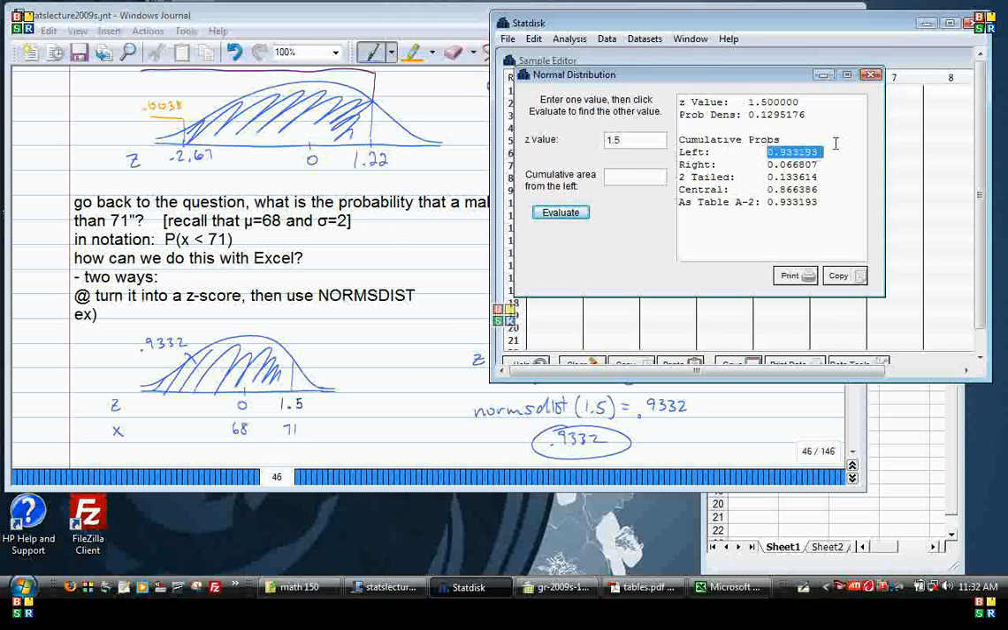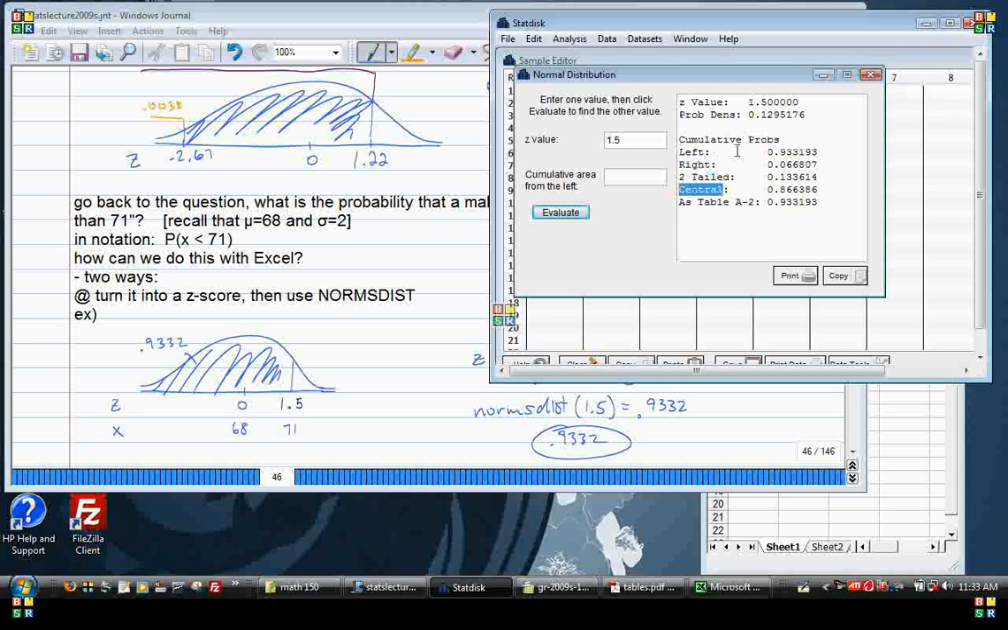Now for the publisher's website, you should get used to writing your answers to 4 decimal places. And to 4 decimal places, what is the answer? Right, because you have to round it. Just remember that you're rounding, not cutting off, if you want to get it right. Statdisk is also helpful because it tells you the area to the right as well. It also tells you two-tail and central, and we'll get more into that later.